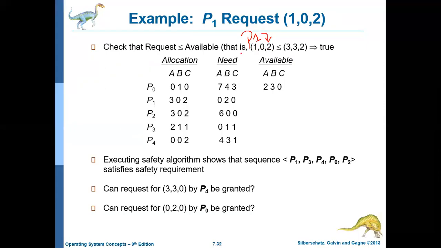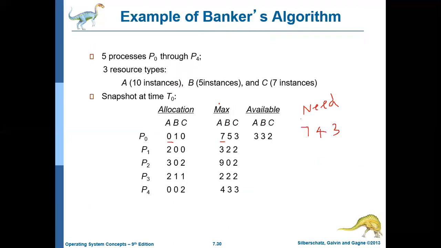Actually, first you have to match it with need: whether the request is less than or equal to need or not, as per the algorithm. The algorithm says first you have to check whether the request is less than or equal to need. What is the need of P1? P1 is requesting 1, 0, 2. So let us go to the previous graph.